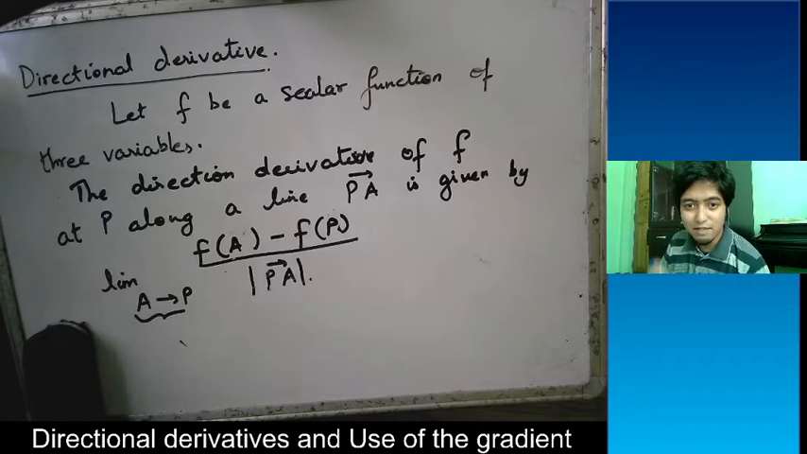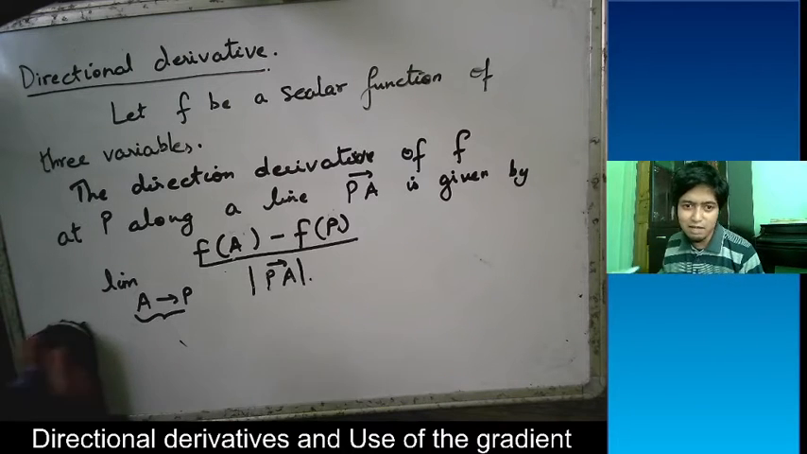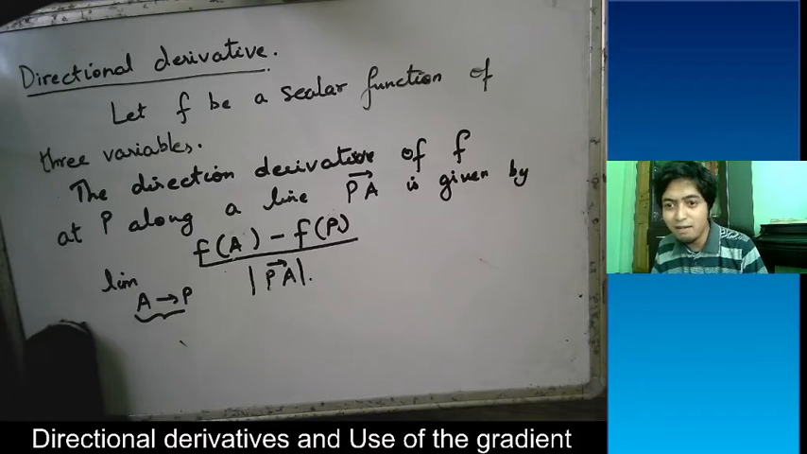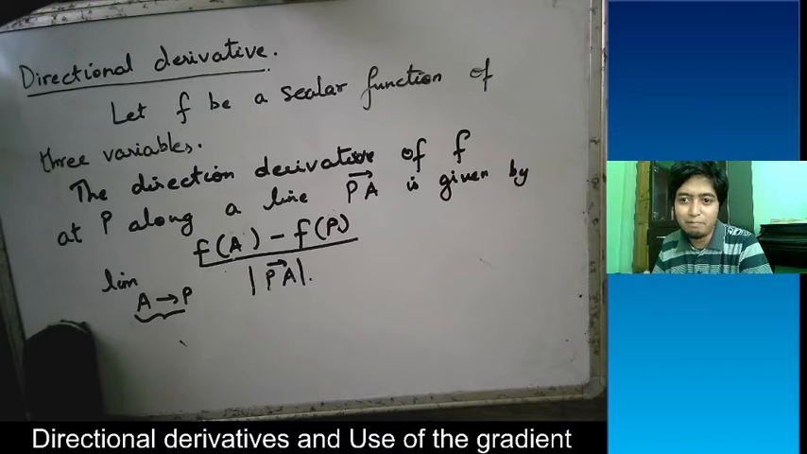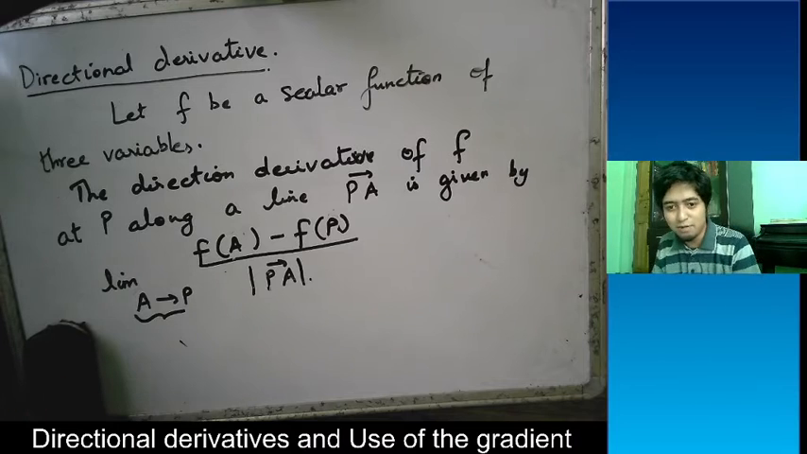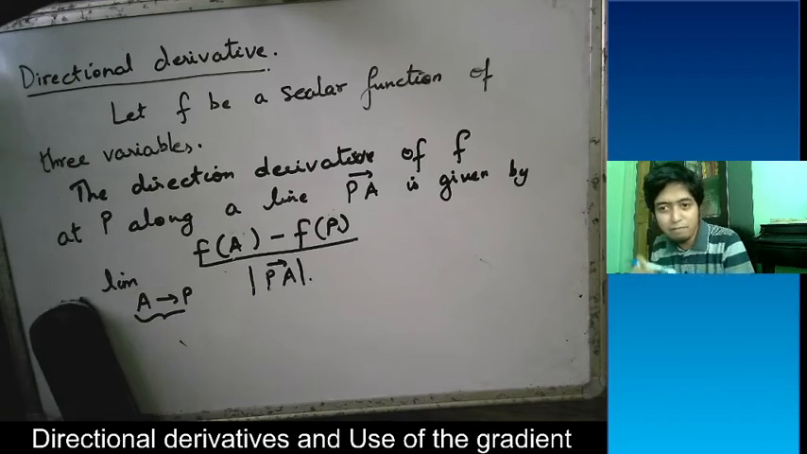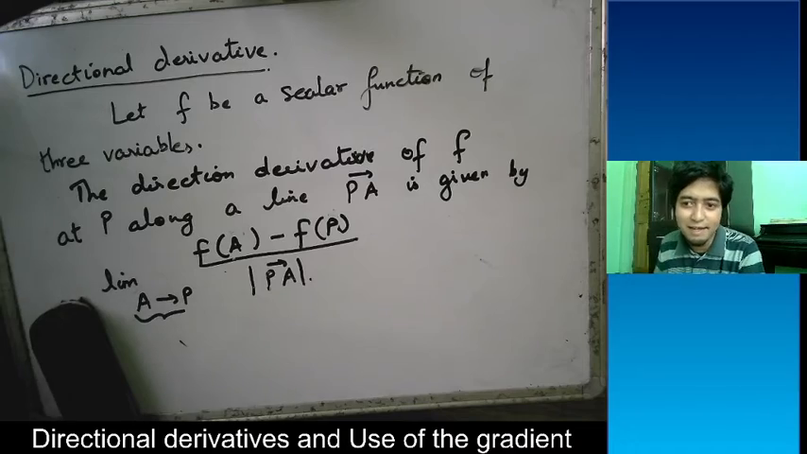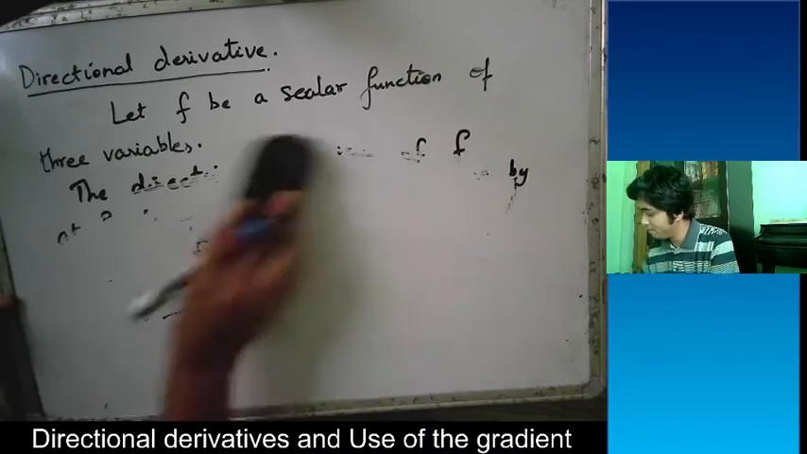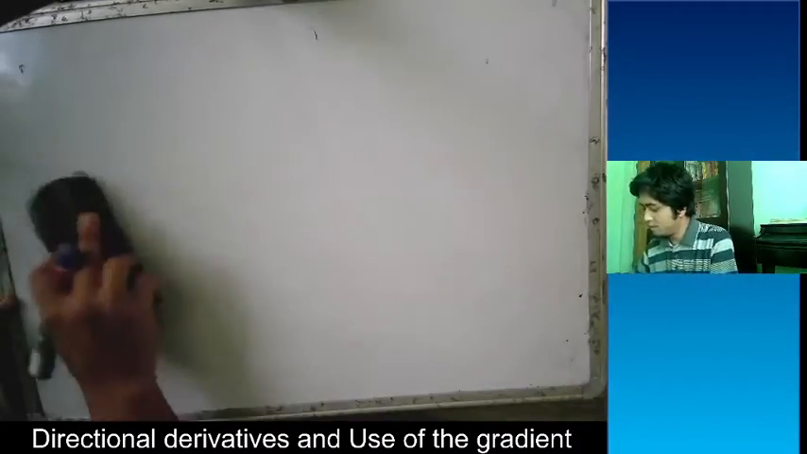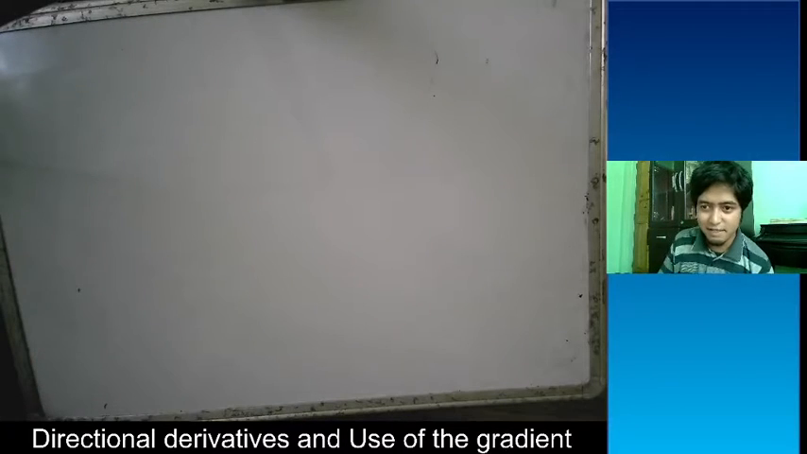But calculating it by using limits like this may be a bit complicated. That is why we have a theorem for how to calculate this, and that is by the use of the gradient. We will use the gradient to calculate the directional derivative. Let us just state this theorem.